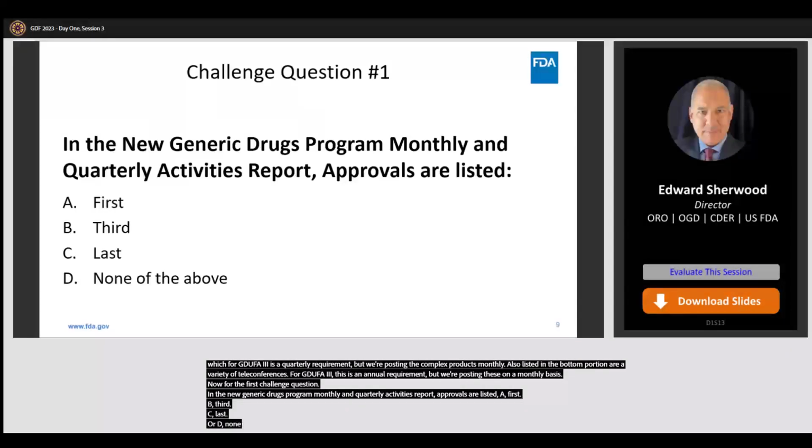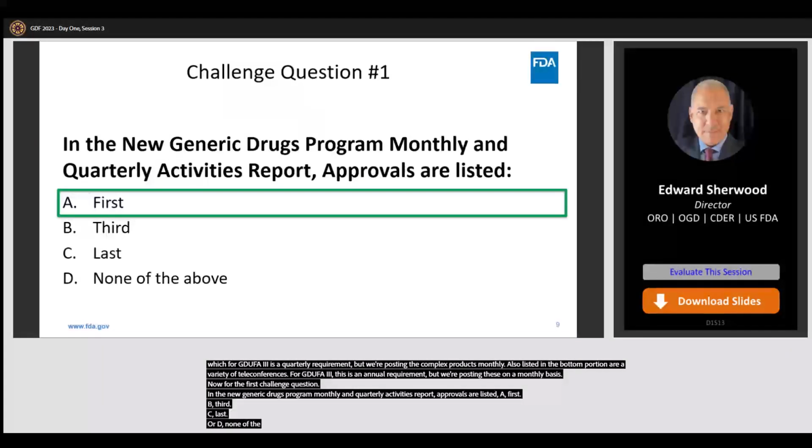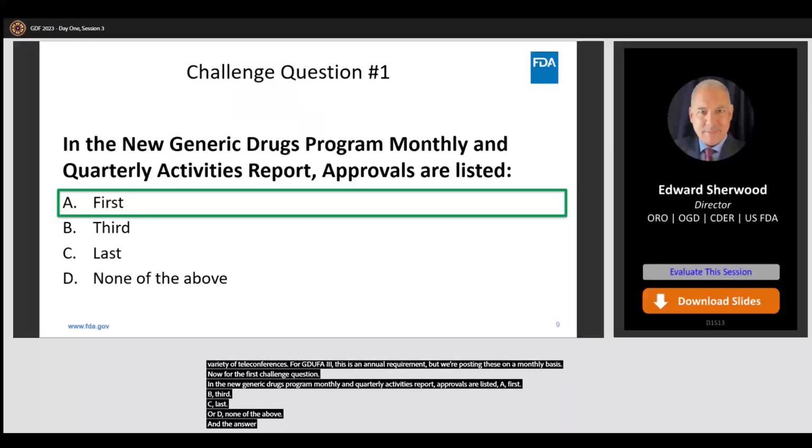And the answer is A. In the new Generic Drugs Program monthly and quarterly activities report, approvals are listed first.